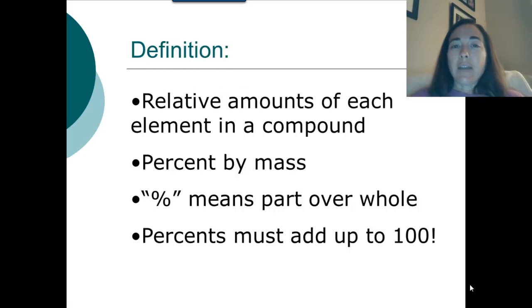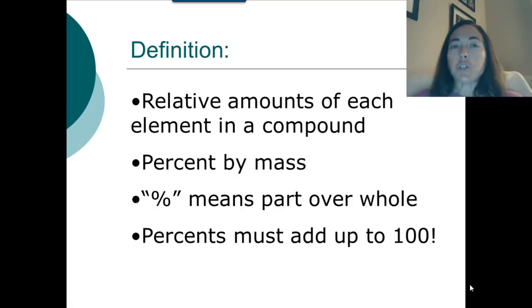You're looking at relative amounts of every element that's in a given compound, and we're going to use percent by mass. So percent by mass means the parts out of the total in terms of grams. Now if you do percent composition problems correctly, all your percents should add up to 100.